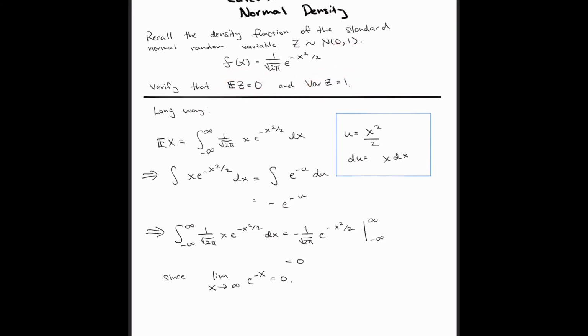Because if you want to define a normal random variable, you have to know beforehand what the mean and the variance are. But here we want to confirm mathematically that this is the case. So let's do that. The long way to verify that the mean is 0, and I replaced z by x because I don't like writing z, is just by computing the integral of the expectation of x.